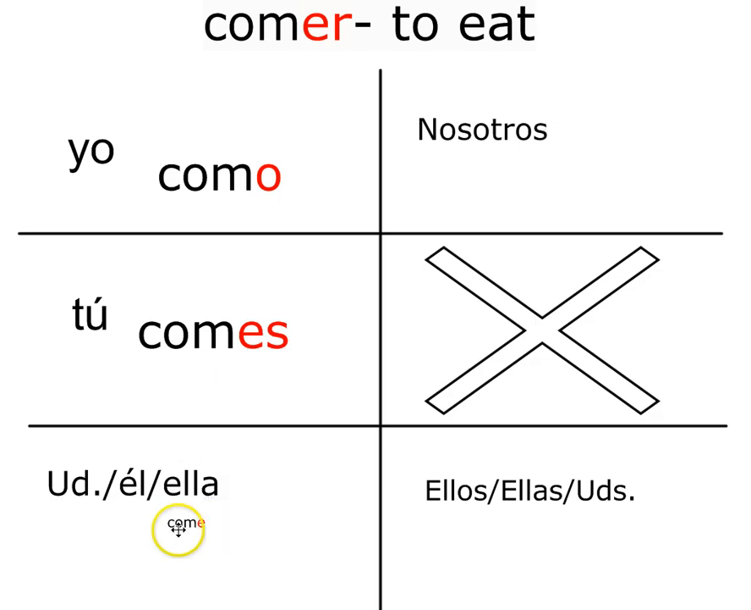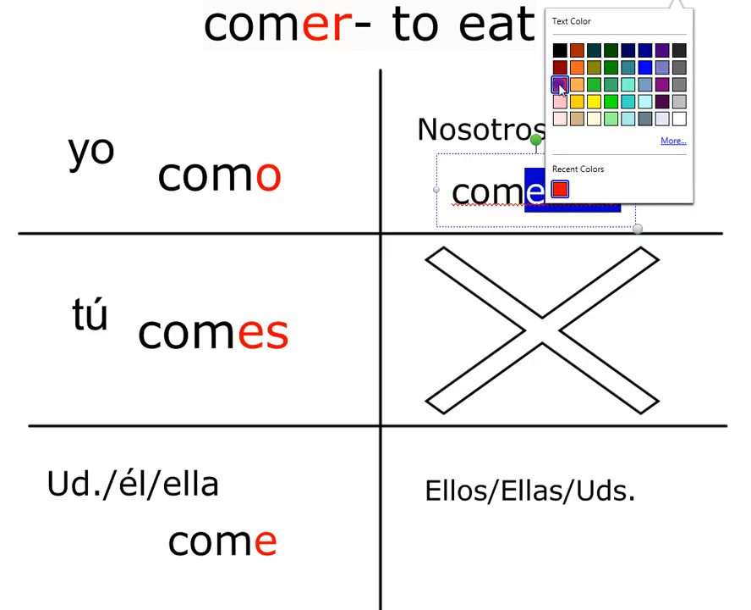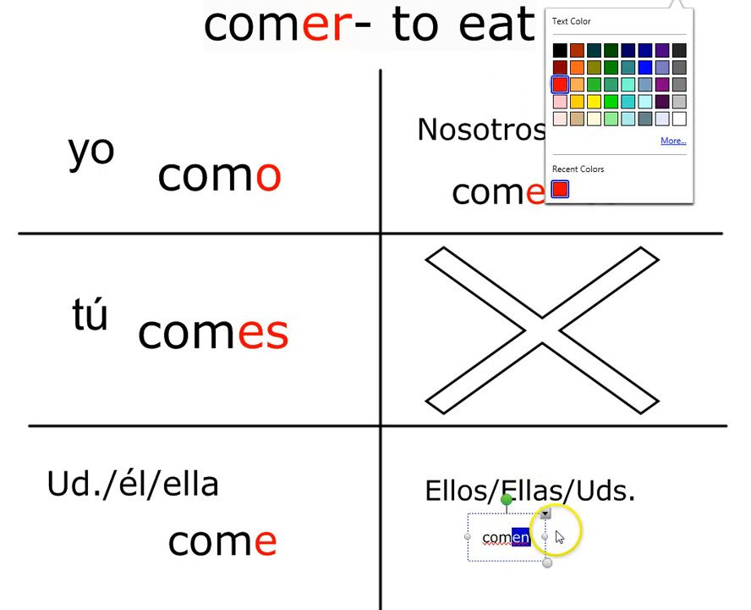Muy bien. Come. And then nosotros up here is going to be comemos, E-M-O-S. In the AR verb, it was amos, A-M-O-S. It's an ER verb, so it would make sense that it would be E-M-O-S, comemos. Muy bien, the last one is comer. In the ellos, ellas, and ustedes form is comen, E-N. Okay? Instead of A-N in the AR verb, it's E-N.